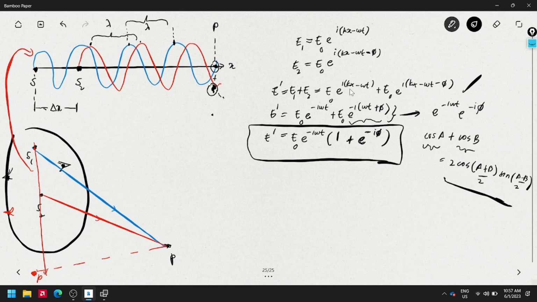Because here, I'm ignoring kx, okay? I'm ignoring kx. I'm just leaving omega t. I'll give you the reason why I'm leaving omega t later. It has something to do with the intensity evaluation, so I need to have my time variable stay there, okay? So this one is for the blue light, and this one is for the red light, okay? So I add them together algebraically. So this is the final form of my wave.